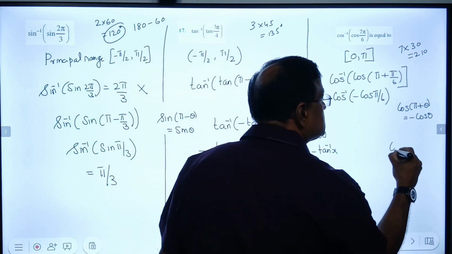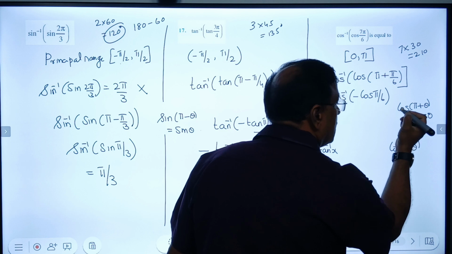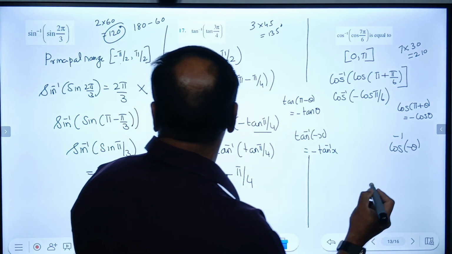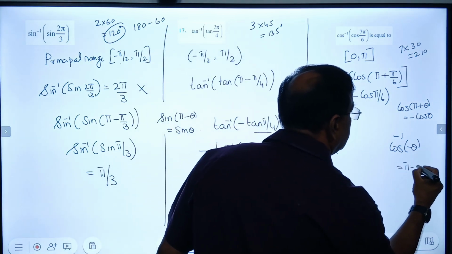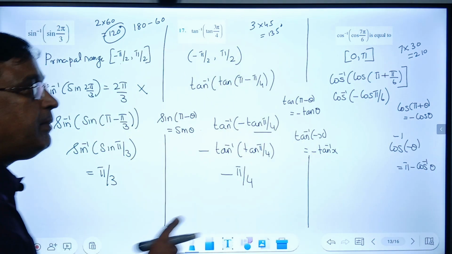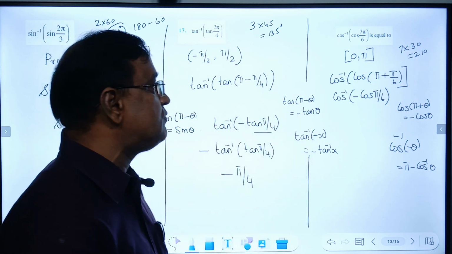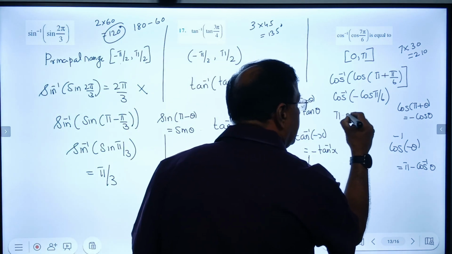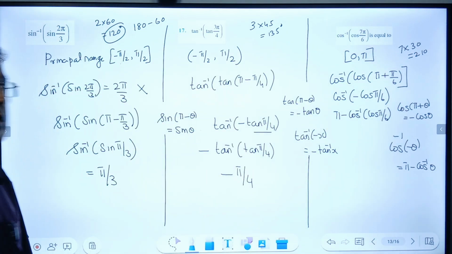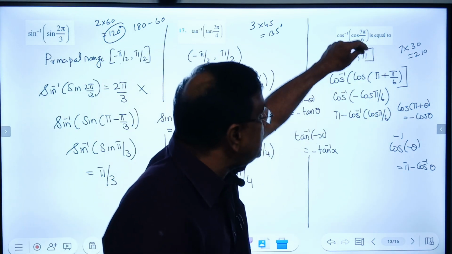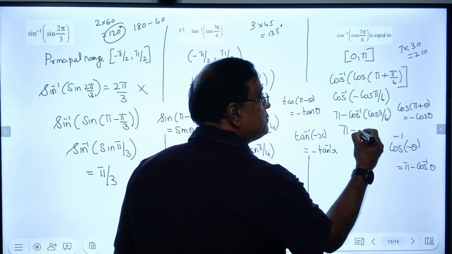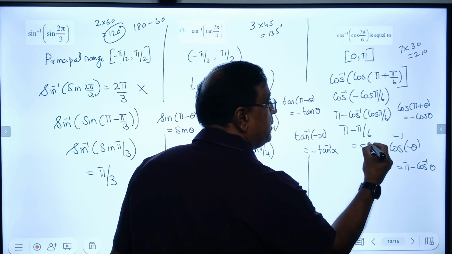Now, what is cos inverse of minus theta? Cos inverse of minus theta will be pi minus cos inverse of theta. Today only we discussed those formulas. So this will be pi minus cos inverse of cos pi by 6. Correct? Now, you know pi by 6 lies in 0 to pi. So definitely it will work. So cos inverse of cos pi by 6 will be pi by 6. So your final answer is 5 pi by 6.